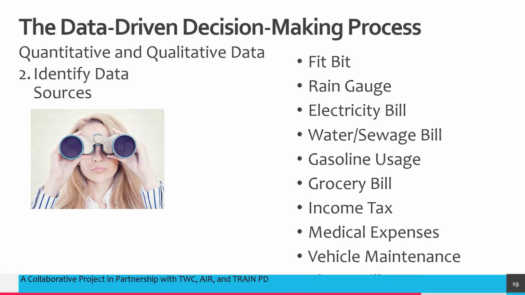Now, here are some additional types that you may have already listed. Maybe a Fitbit. Your Fitbit tracks a lot of information now. Maybe a rain gauge, electricity bill. I think Mr. Martinez mentioned electricity bill, water or sewage bill, gasoline usage, grocery bill, income tax, medical expenses, and vehicle maintenance.